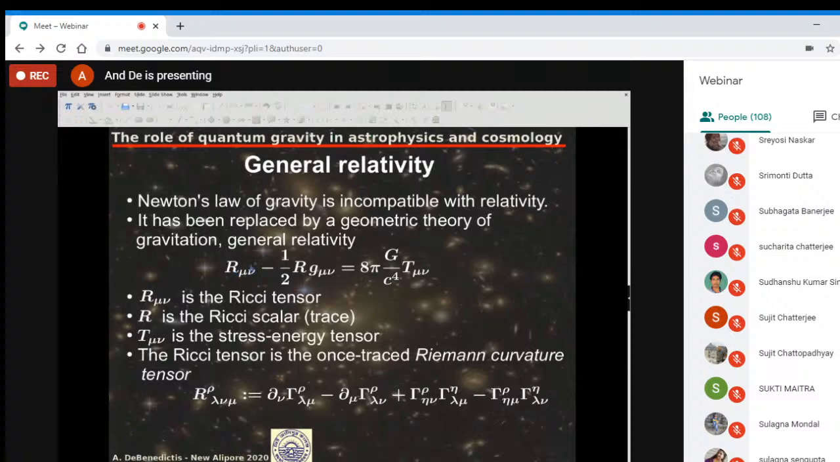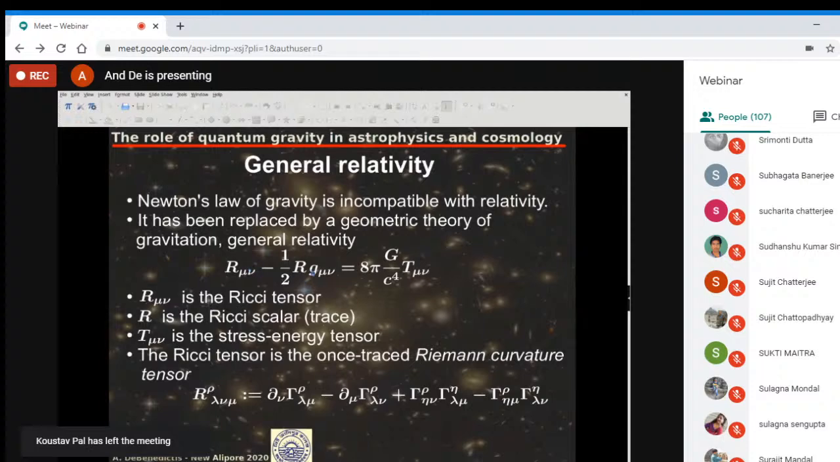This thing R with the two indices, again, for people that are not familiar with it, this is called the Ricci tensor. This quantity R, maybe I'll write on it. This is called the Ricci scalar. It's the trace of the Ricci tensor.